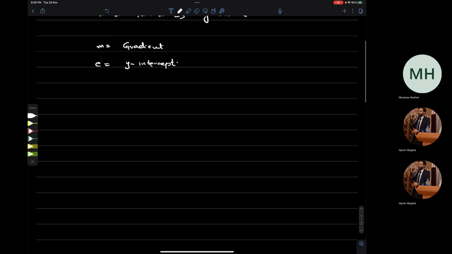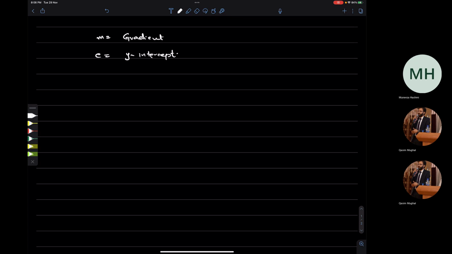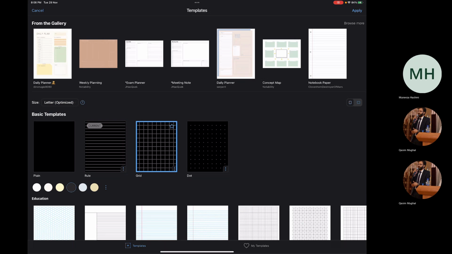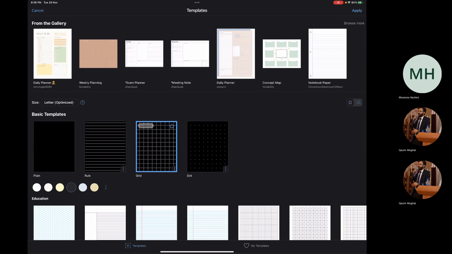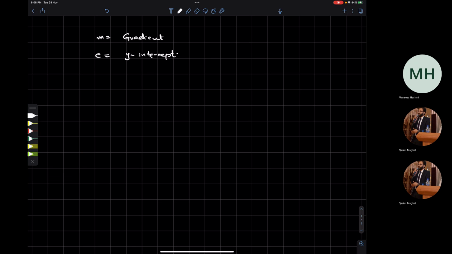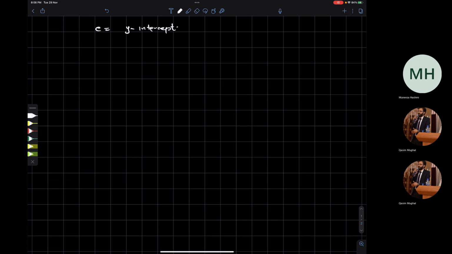c is the y-intercept. Let me just change the template to the square grid instead. That's better. Okay, so let me just draw a grid here. That's a Cartesian plane, x-axis and y-axis.